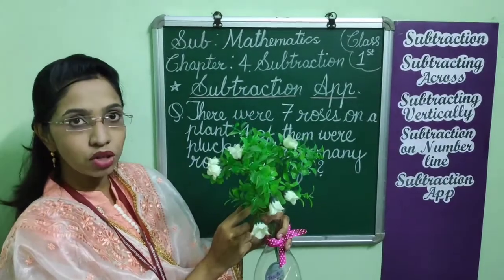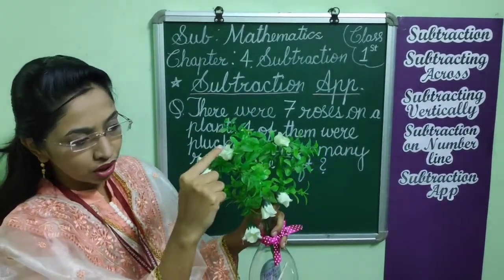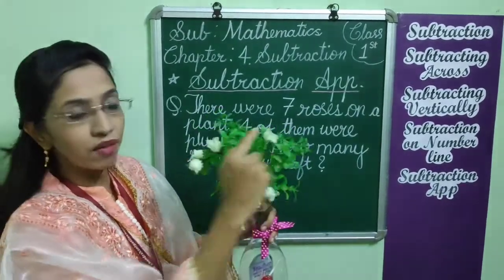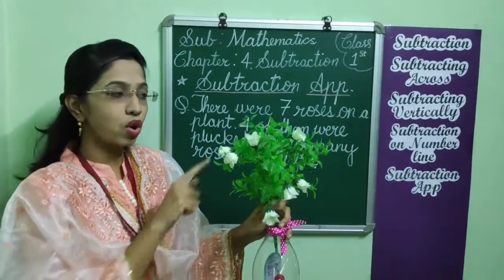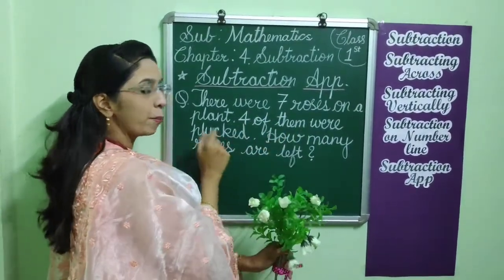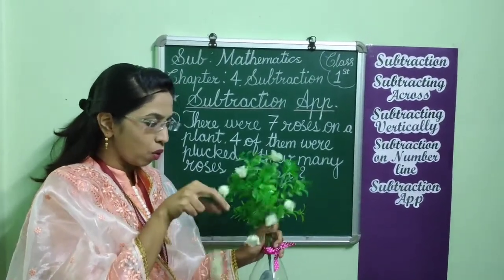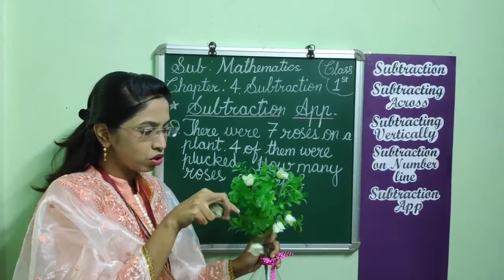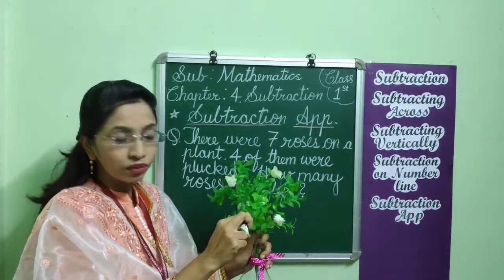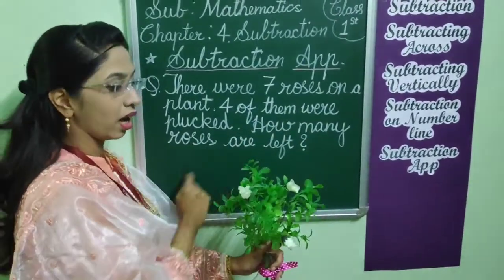See, let's count how many roses are there on the plant. 1, 2, 3, 4, 5, 6, 7. 7 roses on the plant. 4 of them were plucked. Now I will pluck 4 roses. 1, 2, 3, 4. How many roses are left?